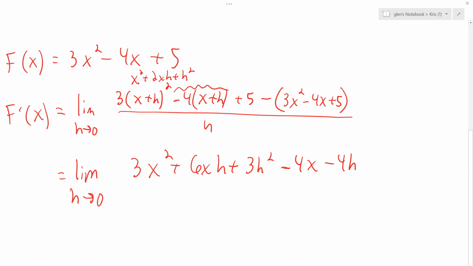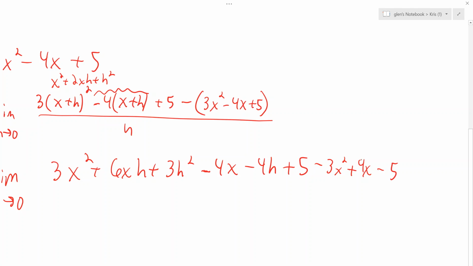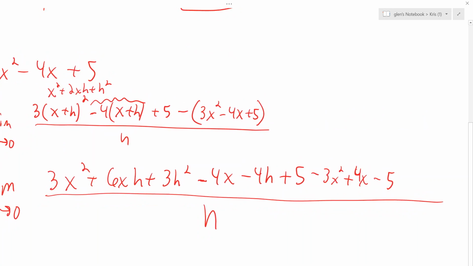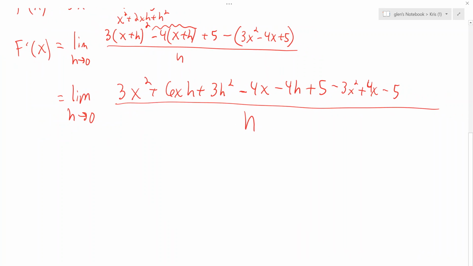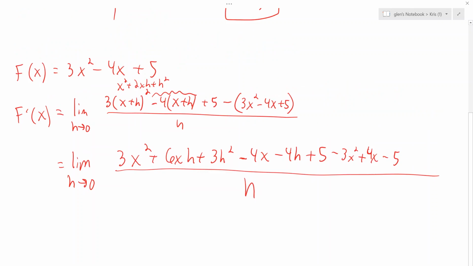That's this part right here. Then we have that plus 5. Then we have minus 3x squared plus 4x minus 5. And that looks like a heinous big old fraction. But it's going to boil all the way down to something super sweet and easy. I hope you can tell me the derivative already because we did the power rule, right? This derivative should be what? 6x minus 4 is what it should turn into.